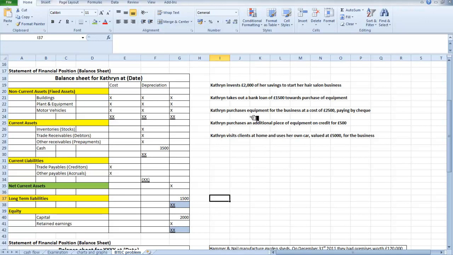Catherine now purchased equipment for the business at a cost of £2,500, paying by cheque. So she now has some equipment. So here we are, we're going to put the cost of that plant and equipment in at 2,500, and if she paid for it by cheque, I now have to take 2,500 out of the cash. So my cash did have 3,500, so I'm going to be left with 1,000.